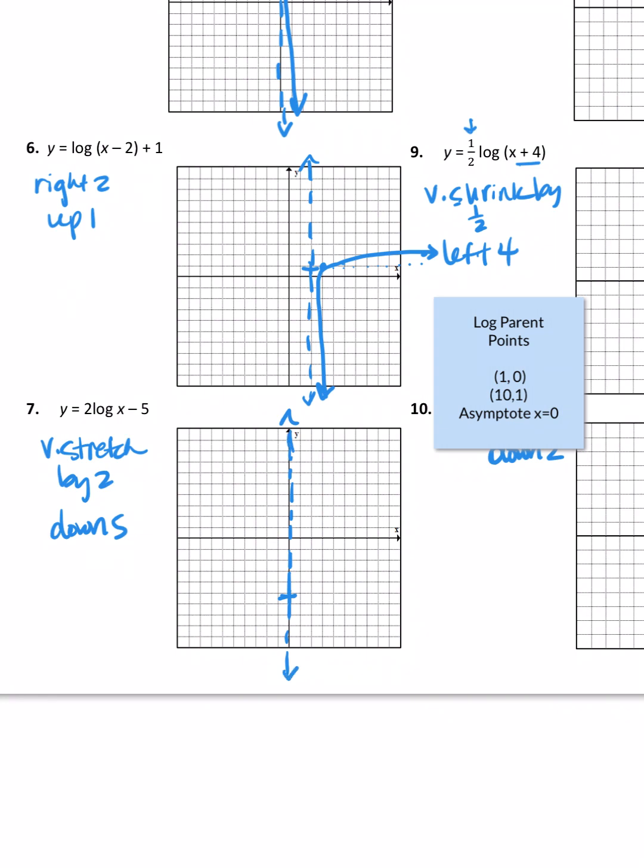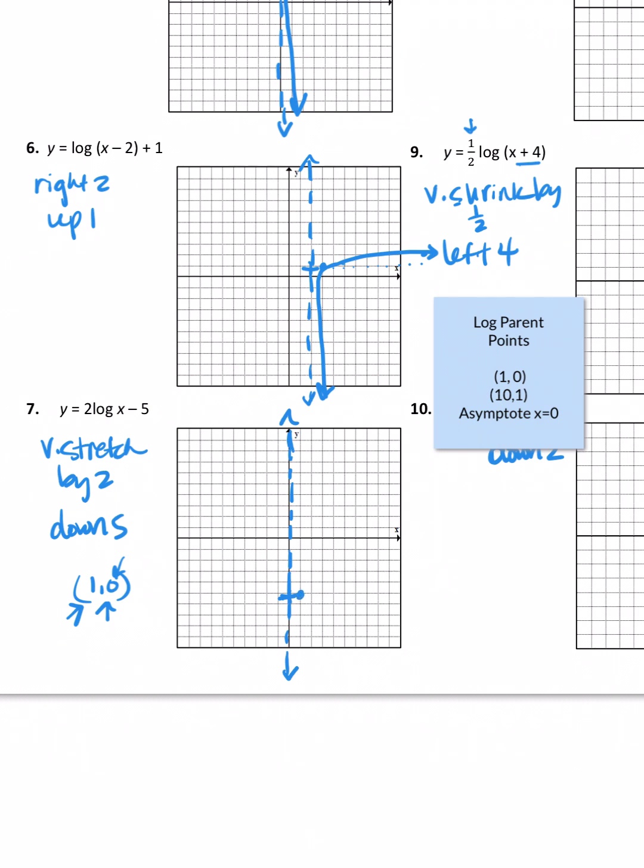And now the vertical stretch. Remember, the vertical stretch takes the y values and multiplies it by whatever number. But look at our point. Our first point is 1, 0. So if I multiply the 0 by 2, it's still 0. So the nice thing about logarithms is it's always going to go through this point. No matter what the vertical stretch or shrink is, it's not changing because 0 times anything is still 0. So if I start from my new origin, I still go over right 1, up 0.